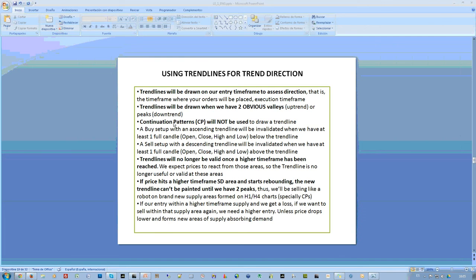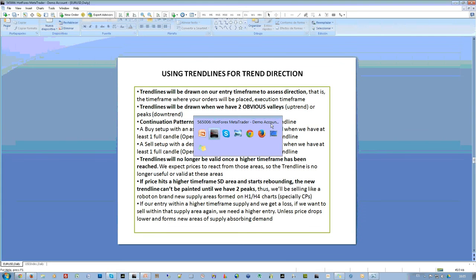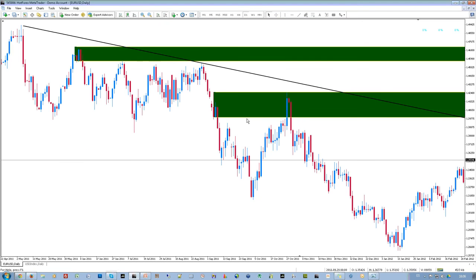We will not use continuation patterns to draw a trend line. So we are not allowed to do this. This is a valid peak. I won't do this. This is not valid. It's too steep. A continuation pattern is just that, a continuation pattern.